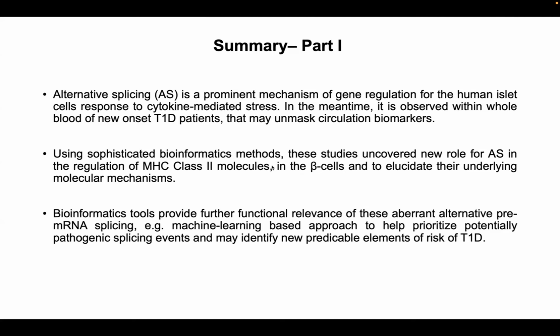We all know that the MHC class 2 mechanism in the beta cell is not very clear so far. So we are helping to elucidate the underlying molecular mechanism for that. And the bioinformatics tool could be useful for providing functional annotation, and especially for the machine learning algorithm in the prioritization and doing new prediction for the risk of T1D.